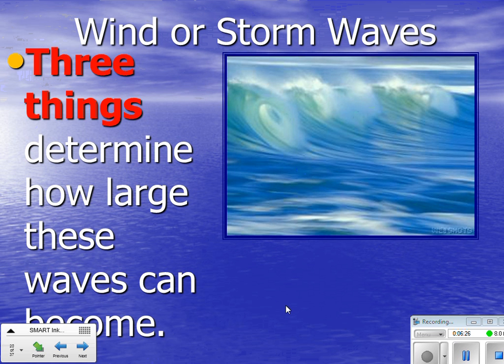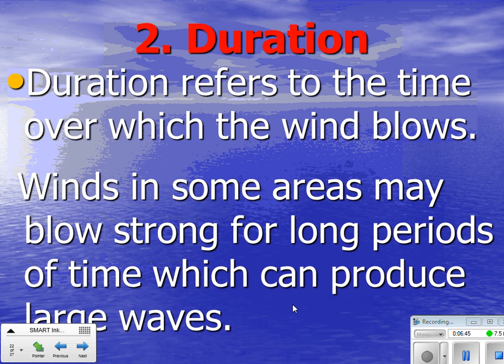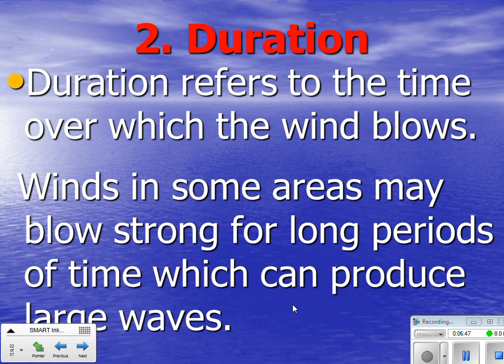Three things determine how large the waves become. The first one is wind speed. This is the speed the wind is blowing, usually measured in knots or nautical miles per hour, and 1 nautical mile is equal to 1.15 miles per hour. The duration refers to the time over which the wind blows. Winds in some areas may blow strong for long periods of time, which can produce large waves.